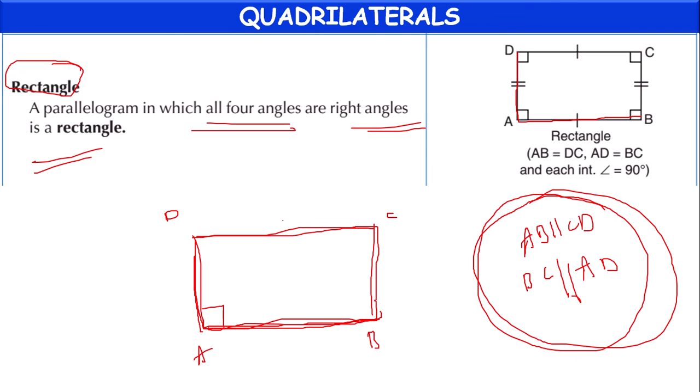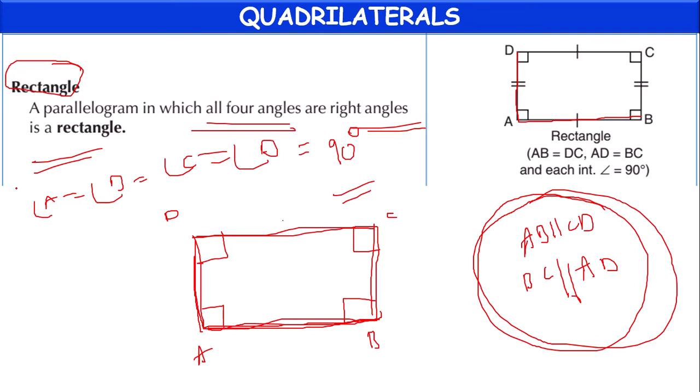So this is the first angle, this is the second angle, this is the third angle, this is the fourth angle. If all these four angles are right angles, meaning angle A, angle B, angle C, angle D are each equal to 90 degrees, then already opposite sides are parallel. Because of this 90 degrees, opposite sides also become equal, not only parallel. So this kind of parallelogram, we call it a rectangle.